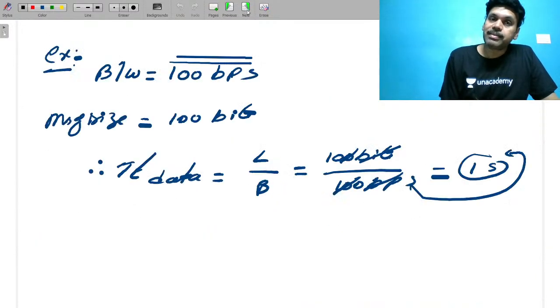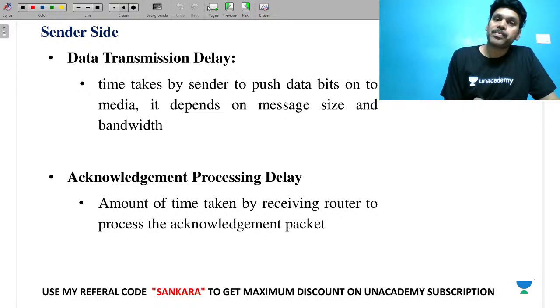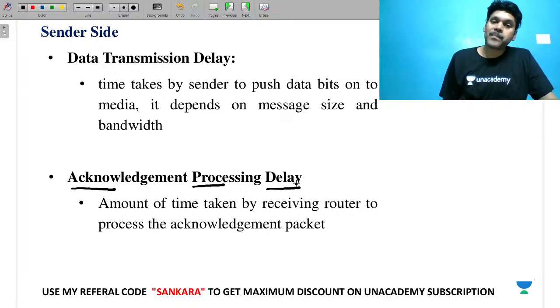Now let us see the second one, that is acknowledgement processing delay. So what is acknowledgement processing delay? Let us see.